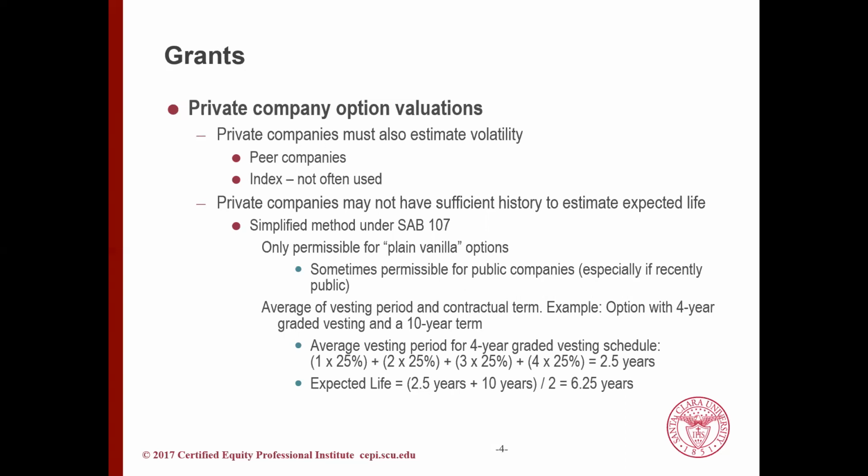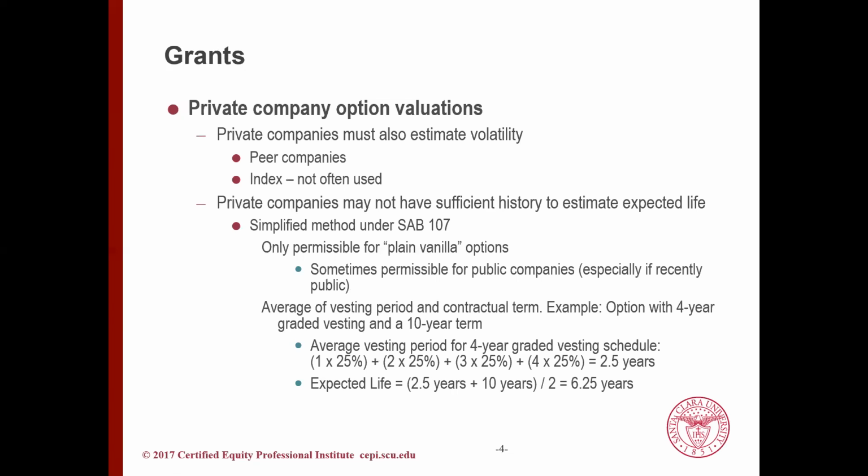For the volatility estimate, private companies can look at peer companies. Some use 4 or 5, or you can use as many as you want, but choose companies that are similar to yours where possible. And for the expected life assumption, whereas most public companies have a history of option exercise patterns, private or recently public companies do not have such a history.